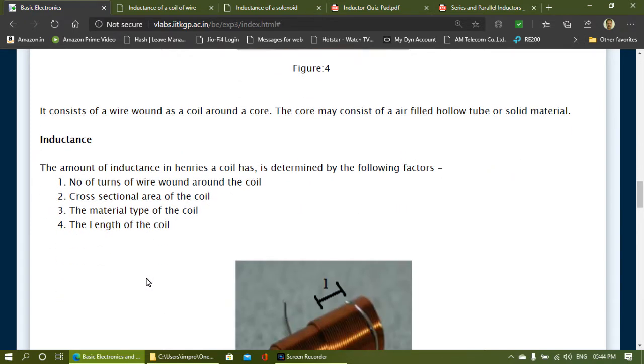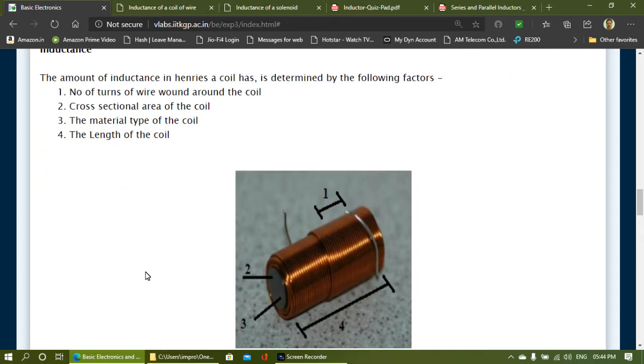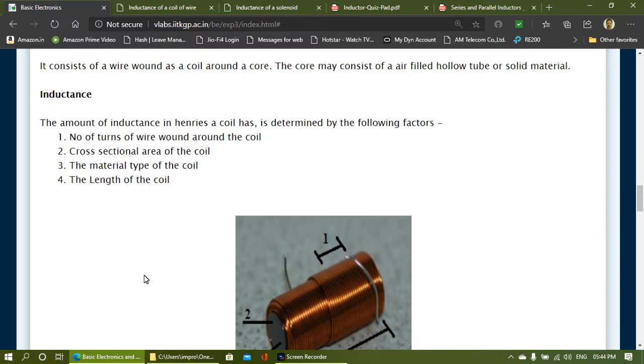Now there are a few examples to give an idea of the variation of inductance with other properties. The amount of inductance in Henry of a coil is determined by the following factors. What are the factors? These four factors. One, the number of turns of wire wound around the coil. In a coil, how many turns has it been wound? So the number of turns is a factor.